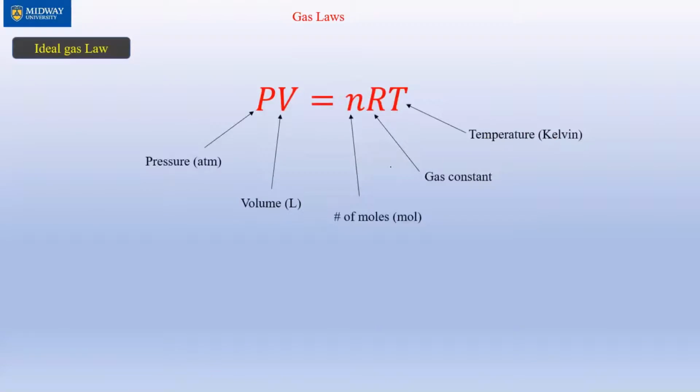Okay, because pressure is expressed in atmospheres, ATM. Volume is expressed in liters. Number of moles is moles. Gas constant, we will look at on the next screen. There are two different values for the gas constant, and I'll tell you when to use which one. And then the temperature is in Kelvin.